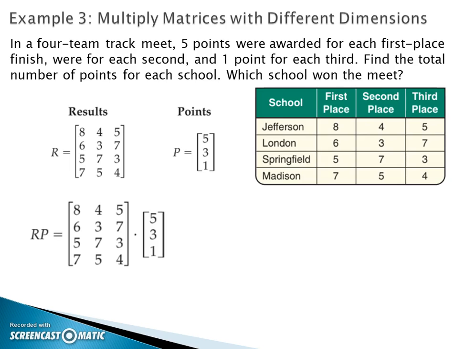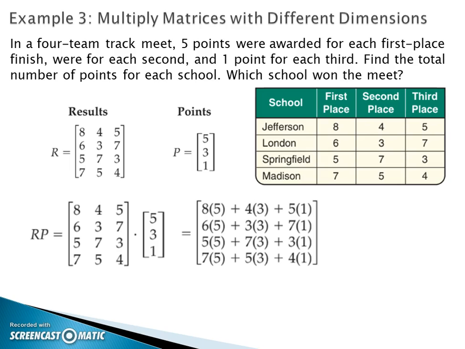And then we're going to multiply columns by row. So 8 times 5 plus 4 times 3 plus 5 times 1. 6 times 5 plus 3 times 3 plus 7 times 1. So on and so forth until we finish our columns and rows. Then we're going to simplify to get 57, 46, 49, 54.